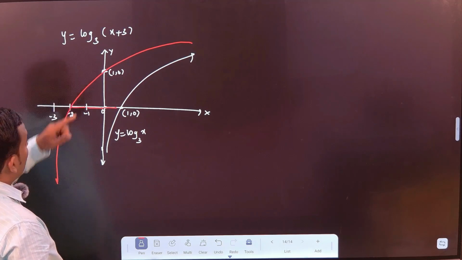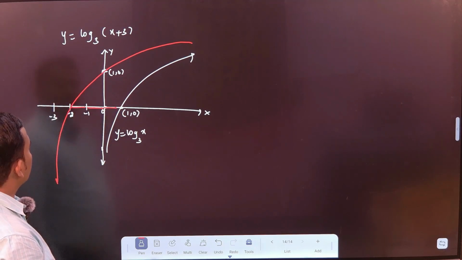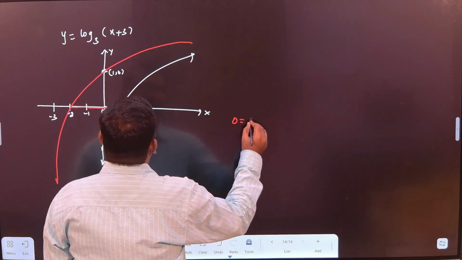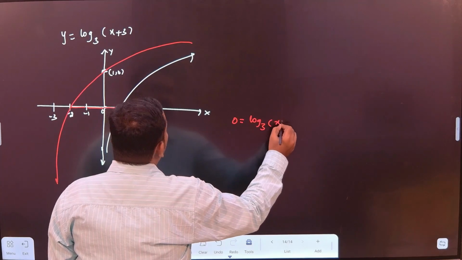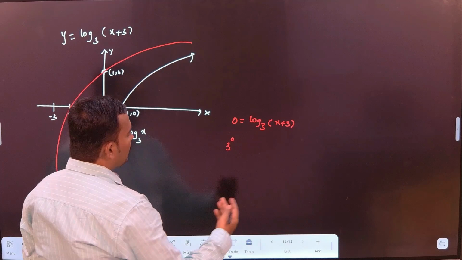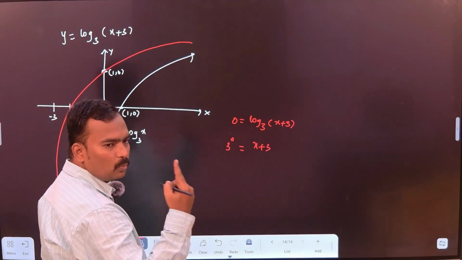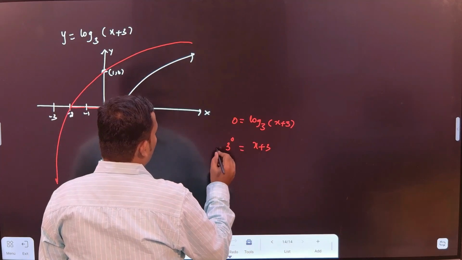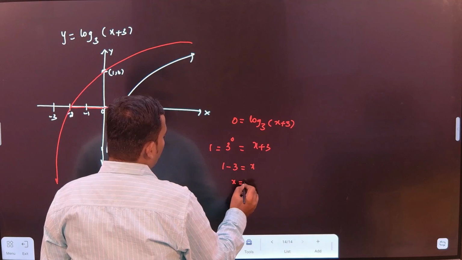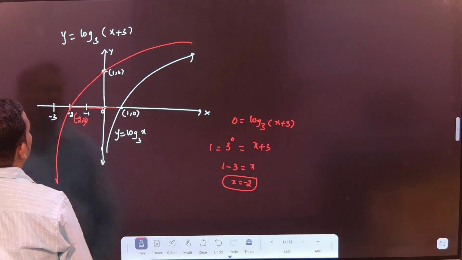You can see where this graph is crossing the x-axis. X-axis means you put y is 0. You can see y is 0 means log base 3 of x plus 3 is 0, right? That means 3 to the power, you're raising base 3, right? So x plus 3, because log base 3 of 3 will be 1, right? 1 into x plus 3 is equal to 1. So 1 minus 3 is equal to x, x is equal to minus 2. Therefore, this point is minus 2, 0, right?